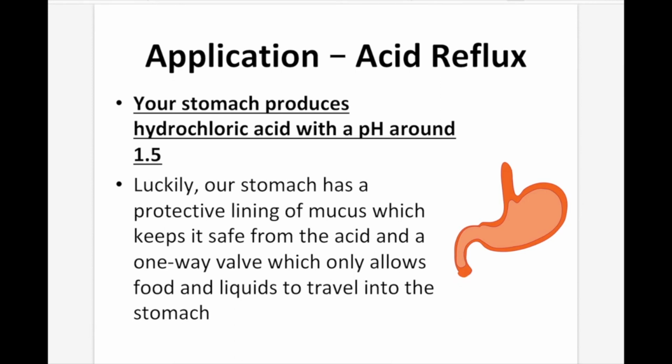So let's break it down. Your stomach produces hydrochloric acid with a pH of around 1.5. So it's a very, very strong acid.